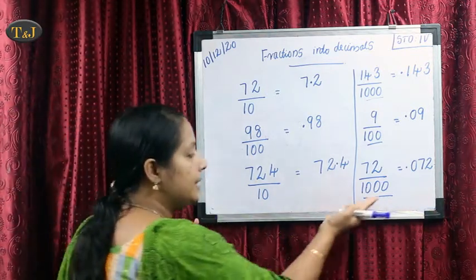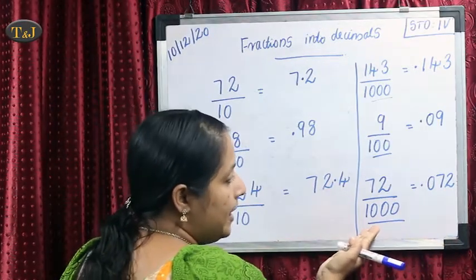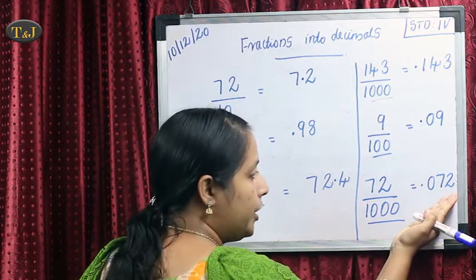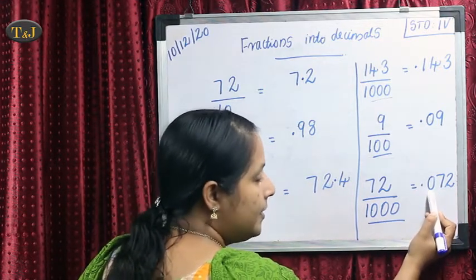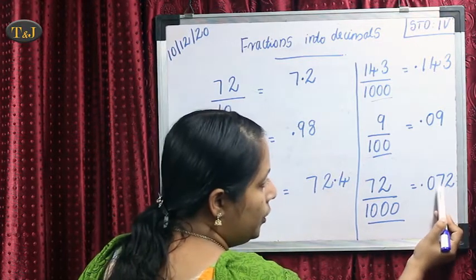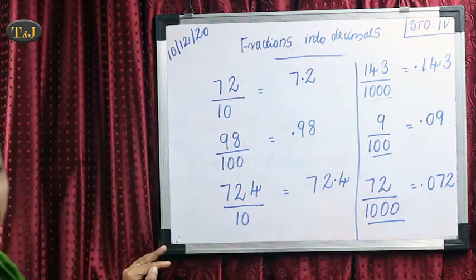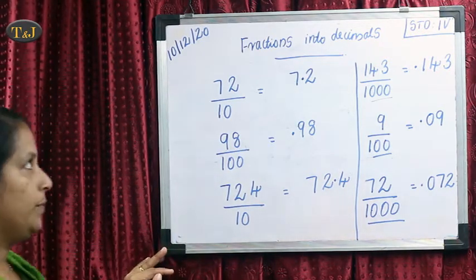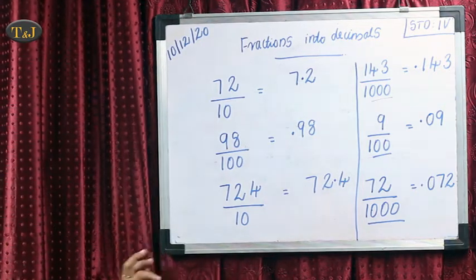Here we want 3 places for this digit. The denominator has 3 zeros. That's why here we want 3 places. So we just write a 0 before the number. So we get 3 digits after the point, 1, 2, 3. Then put the point. So 72 by 1000 equals 0.072.